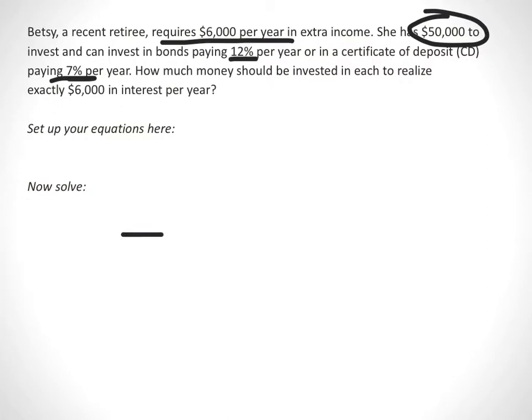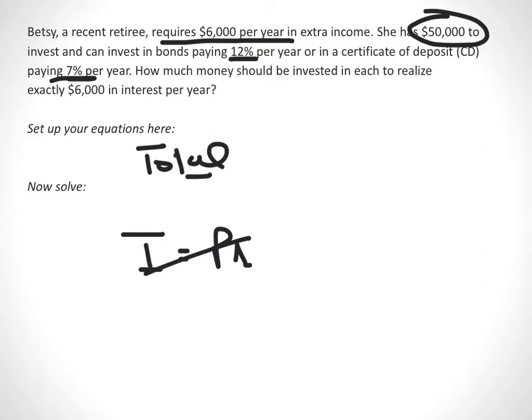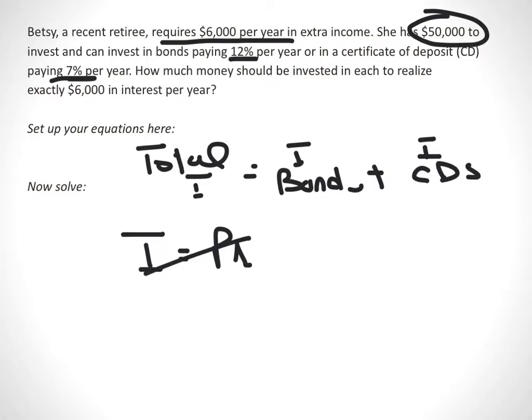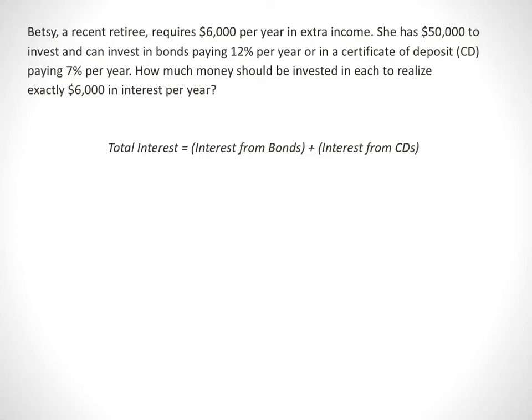So we know we're going to use that interest equals principal times rate times time. Time is just one. But we also have interest in two different things, so we need a word problem that says the total interest is going to be equal to the interest from bonds plus the interest from the CDs. So we need to actually add two values together. So this is what that word equation looks like, and we can now substitute in the information we need.